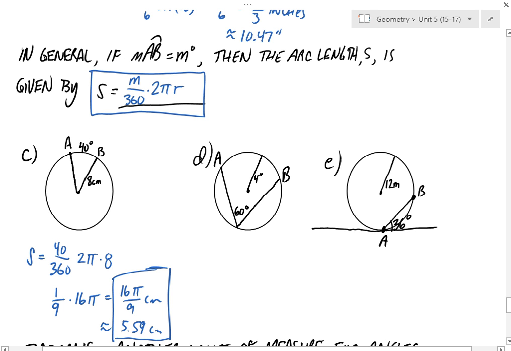Example D. We have a 60 degree angle, but that's not the central angle. Remember, since this is an inscribed angle, that makes this a 120 degree arc. And so our arc length is going to be 120 over 360 times the circumference. Our radius is 4, so that's 2 times pi times 4. So 120 over 360 is 1/3 of the circle. So that's 1/3 of 8 pi. That is 8 pi over 3 inches.